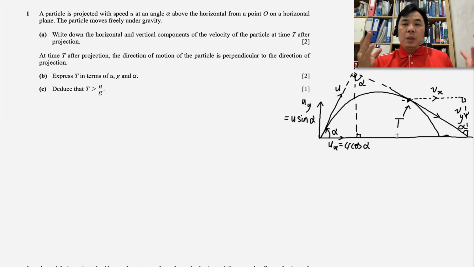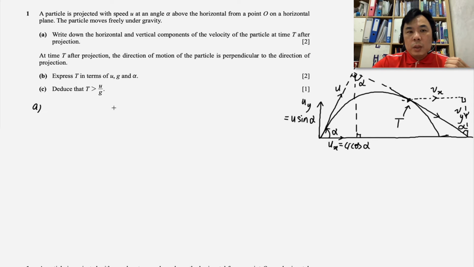Now we are ready to answer question A. Let's get back to it: write down the horizontal and vertical components. The horizontal component of the velocity of the particle at time t, we make the assumption that it is only influenced by gravity and there is no air resistance. That's our assumption. Because there's no air resistance, the horizontal component of the particle at time t must be the same as the initial horizontal component.